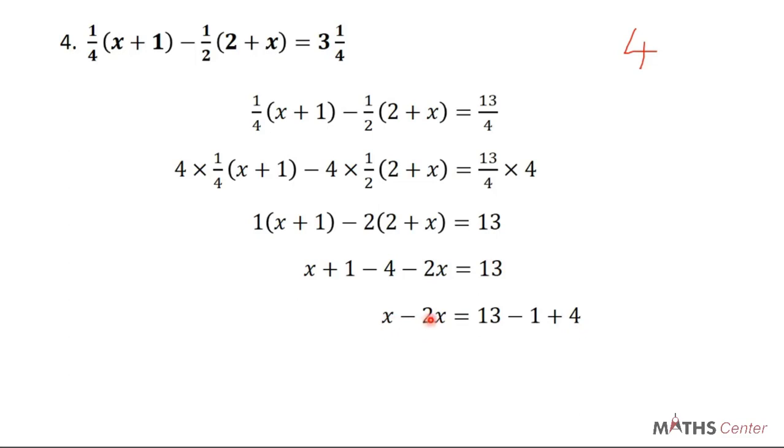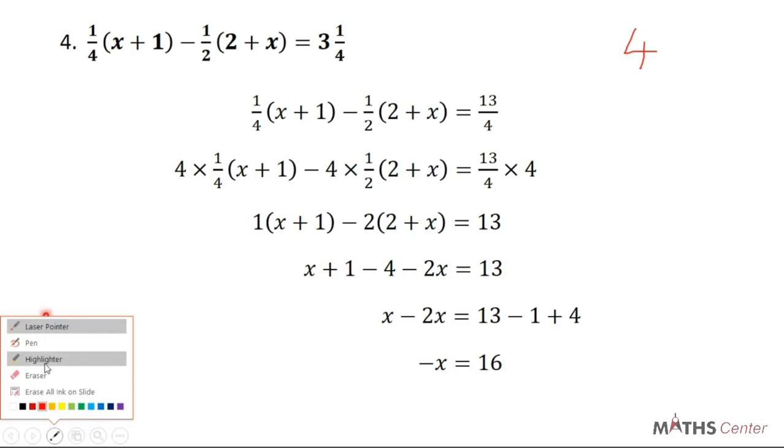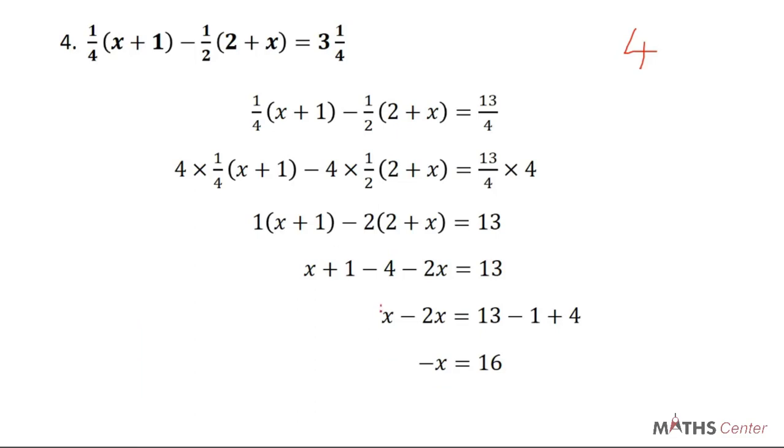Now x minus 2x, we've seen that this will give us minus x. From algebra we know that x is the same as 1x, so x here is the same as 1x. So if you have 1x minus 2x, we are going to have minus 1x because 1 minus 2 gives us minus 1. So we are going to have minus x. Then 13 minus 1 will give us 12. 12 plus 4 will give us 16. So minus x is equal to 16.